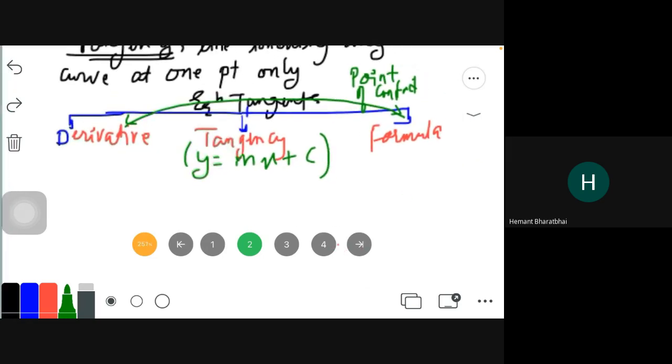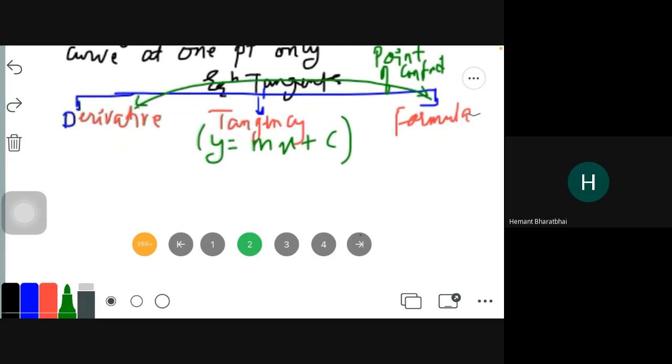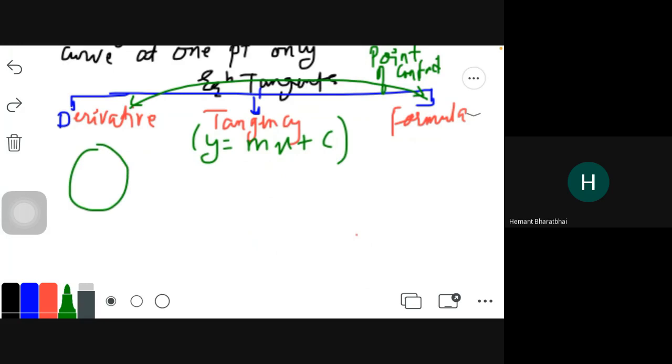Because if I consider a circle, there can be three different types of line. There can be one line which is going something like this. There can be another line which is just touching the circle.